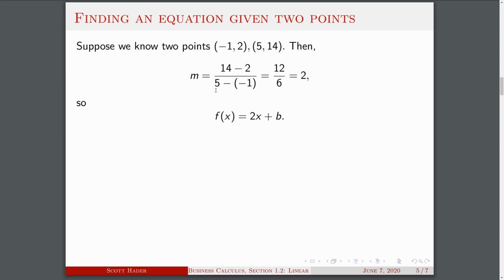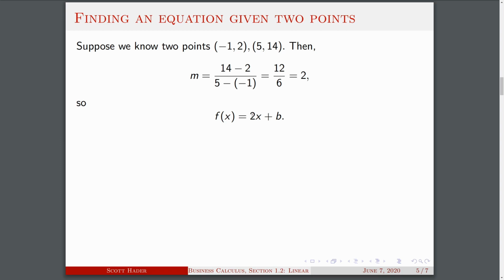Okay, so we know the function looks like y equals mx plus b, and now we know m. We know m, so we just put that in. We don't know what b is yet. So that's what you should do first.